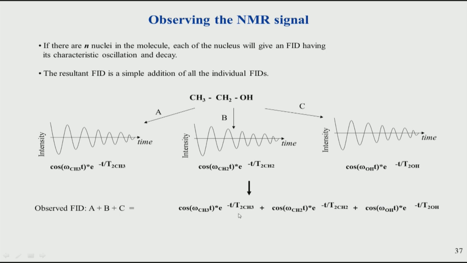And not only that, one factor which is not shown here is the number of hydrogens. The number of hydrogens is 3 here. So, this signal will be 3 times stronger compared to this signal, which is, let us say, 2 times compared to this signal.